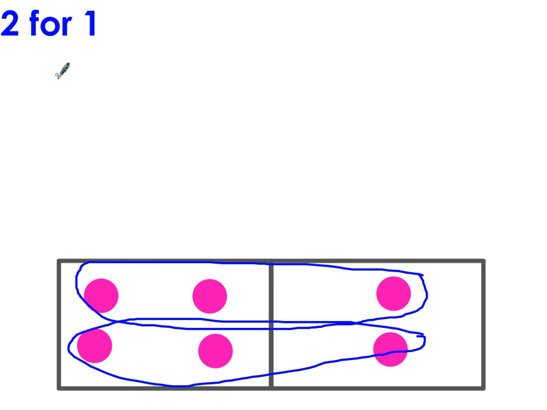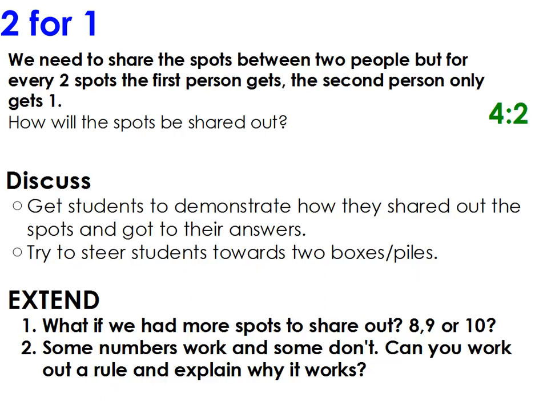Not very good circling there. You get the idea. What we're trying to get now is to steer students towards 2 boxes or piles. Some of them from their previous one will have had lots and lots of different weird wacky ways of sharing out and showing the different types of ratio. Now we're just sticking with 2 to 1. We're trying to get them down the route of one side for one person, the other side for the other person. In my case, boxes, it doesn't matter. Either way, you end up with 4 to 2.